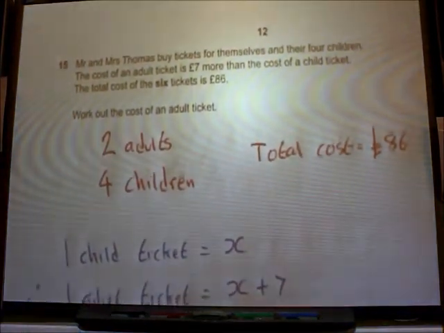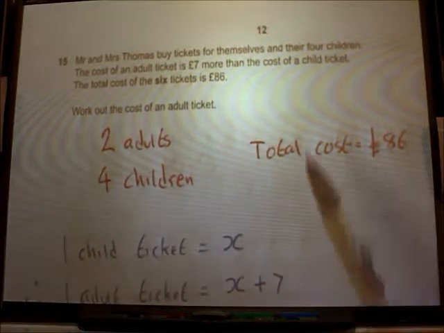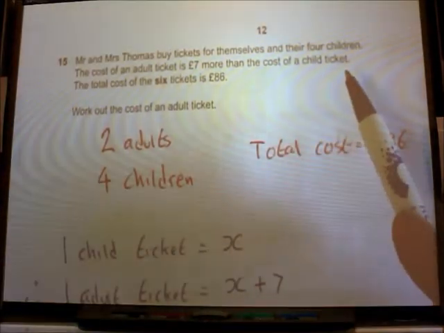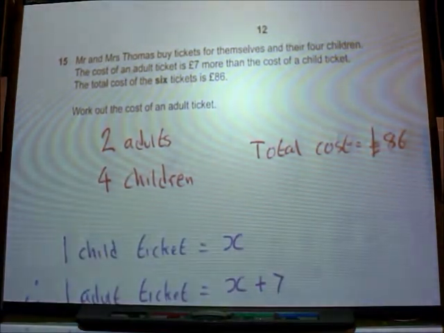Question number 15. Mr. and Mrs. Thomas buy tickets for themselves and their 4 children. The cost of an adult ticket is £7 more than the cost of a child ticket, and the total cost of the 6 tickets is £86. Right, there's a lot of information there.